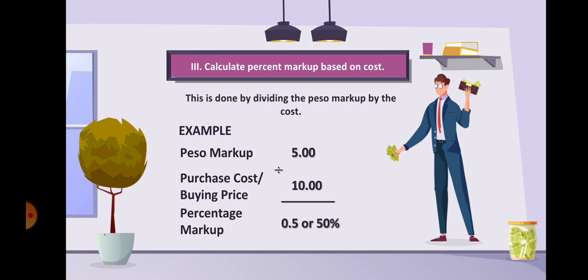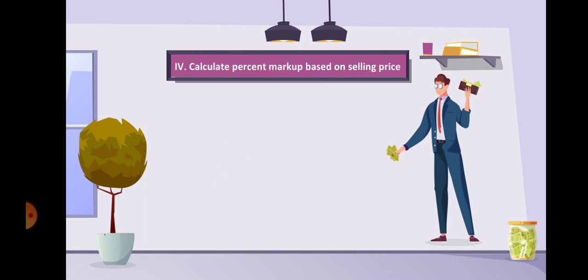Okay, so you have to convert the decimal number into a percentage. You have to move the decimal point 2 places to the right to come up with the answer. Okay, next. Step 4: Calculate percentage markup based on selling price.